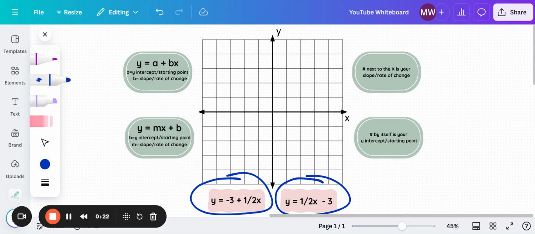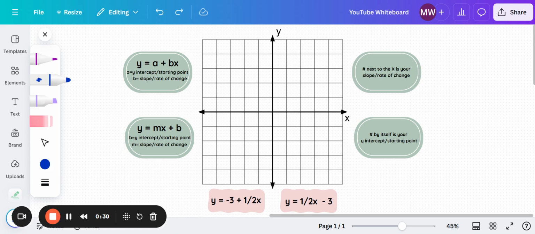They use the same information. Both of these equations will give us the same line. So we'll break down how to see where the information is in each equation. The first thing we want to find is our y-intercept, or our starting point. When we look at our equation, the number that is by itself, not touching the x, tells us our y-intercept, or our starting point.